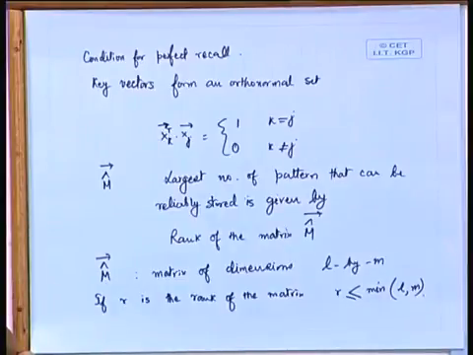Is that all right? That is what we can have as the maximum number of patterns that can be stored. So, for a reliable recall, the number of patterns must be less than or equal to this R, which will be given by the minimum of L and M. This aspect we must keep in mind.